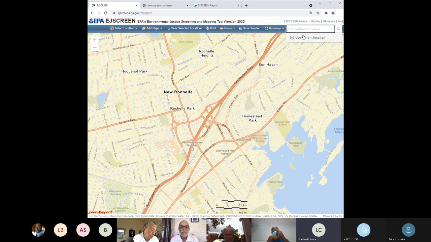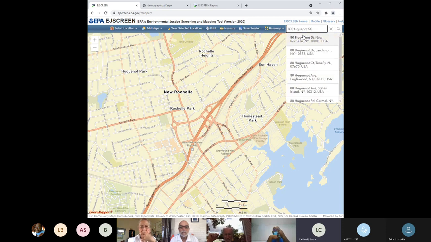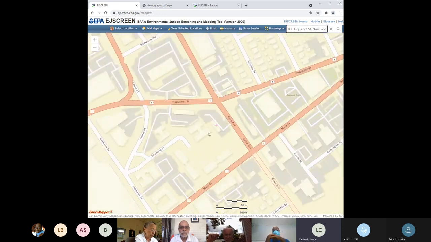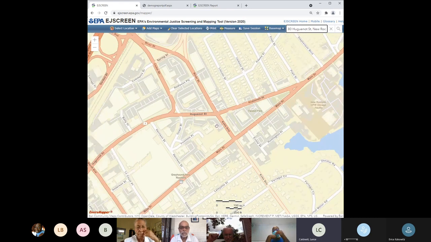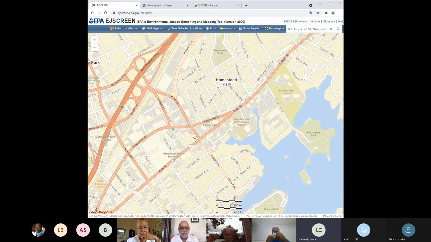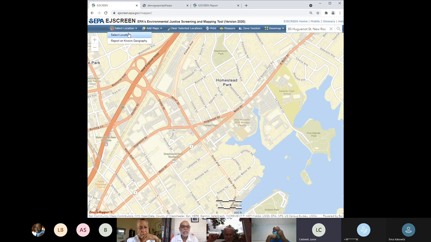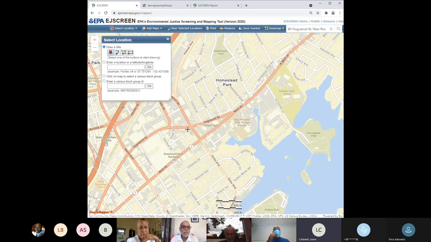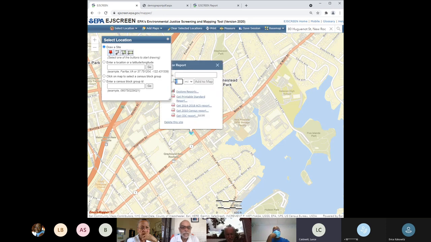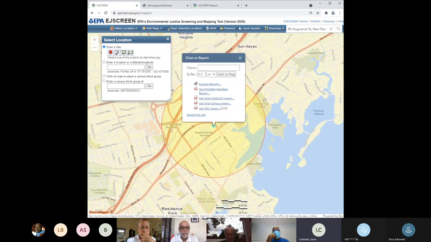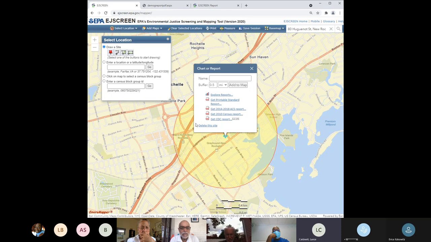And I understand that the address that is of concern to the group is 80. Just typed it into the address bar here, and we've already found it. So once you have an area selected, you can select it in multiple ways. Let's say if we're looking at a site like this, then we would just click straight on the site, and then you can add a buffer. So let's say we want a half-mile buffer. We want to know all the things that are going on in a half-mile radius around that area. So that's one way of looking at it. And when we do a report, it's going to report on everything that's within this circle.